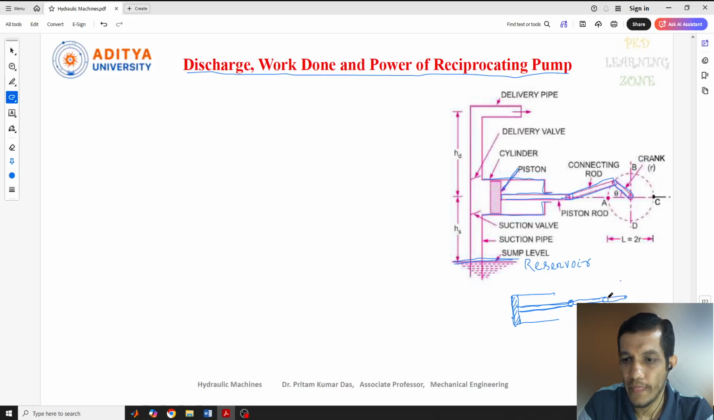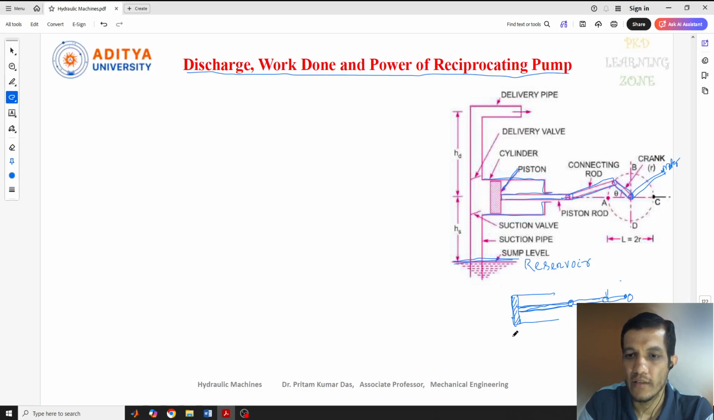Let's suppose this crank is at this point, the 0 point, and this is point A. The crank will be connected to a motor to drive it. When the motor is started, the crank starts rotating from point A. When it starts rotating, the connecting rod also moves, and since the connecting rod is connected to the piston rod, the piston rod will start moving.